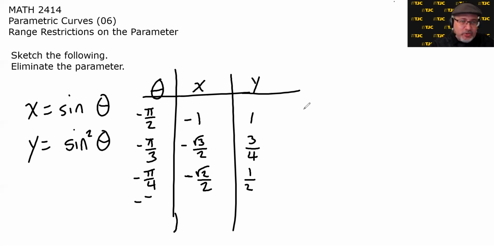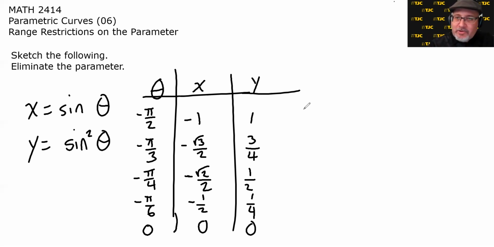Negative pi over 6 would be our next convenient angle. The sine of negative pi over 6 is -1/2. And when we square that, we get 1/4. And now we'll go to 0, the sine of which is 0. So when we square that, we also get 0.